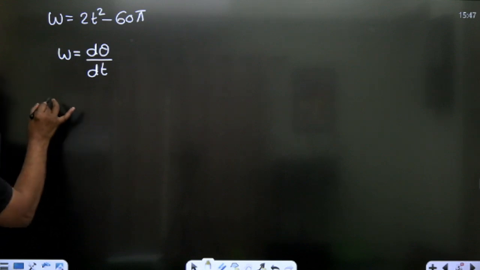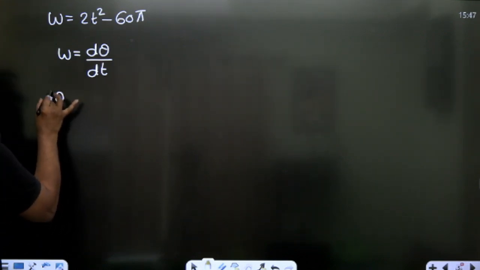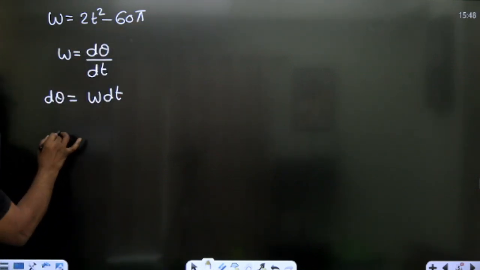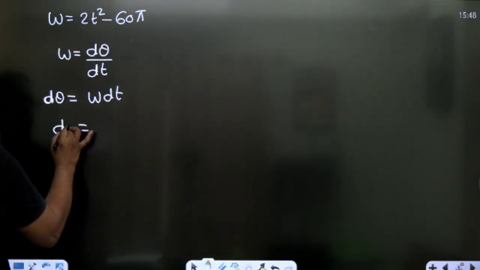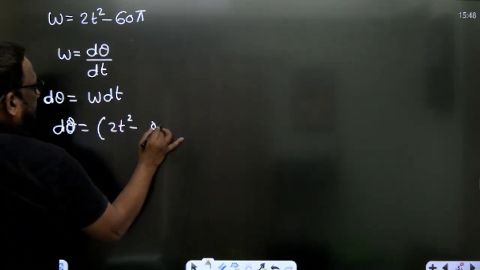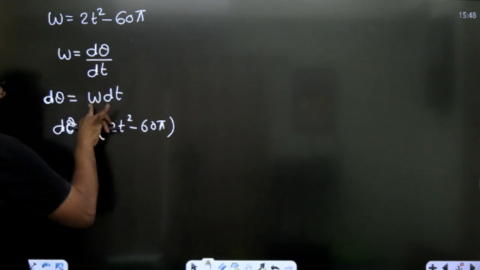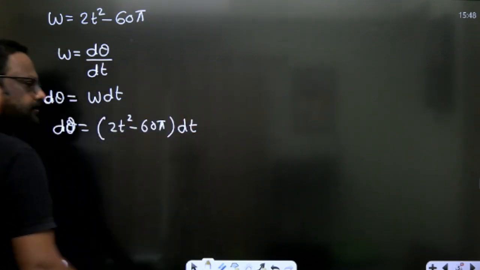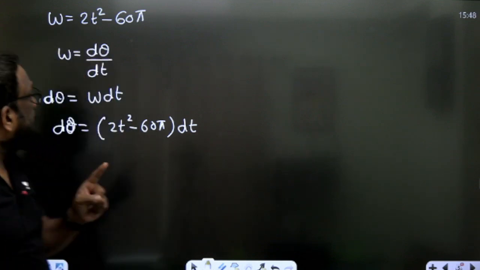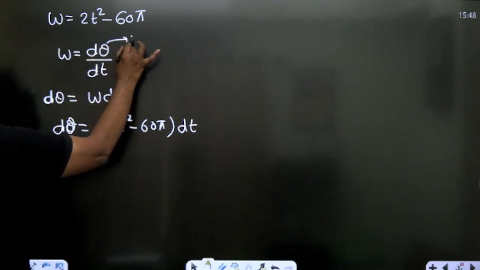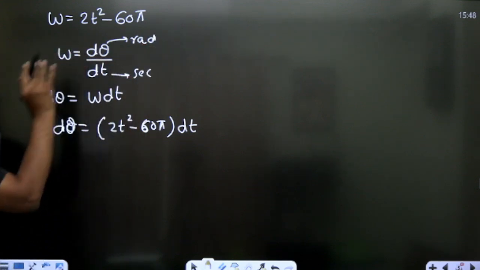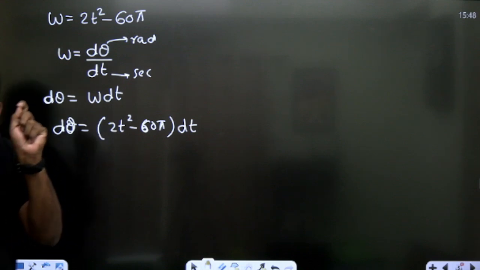So can I write this as d theta is equal to omega dt? Already the omega equation is known. So d theta is equal to omega, what is omega? 2t square minus 60 pi, into dt. So let us calculate theta. But please note down that this is in radian. This is in second, so omega is in radian per second. This theta will be in radian.